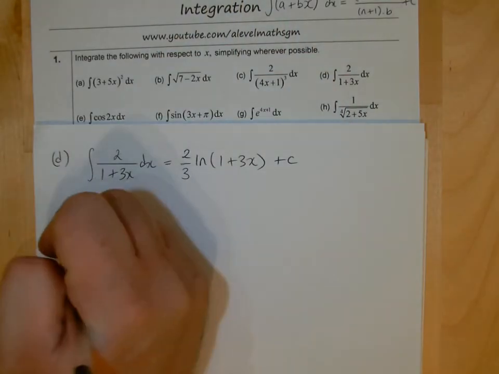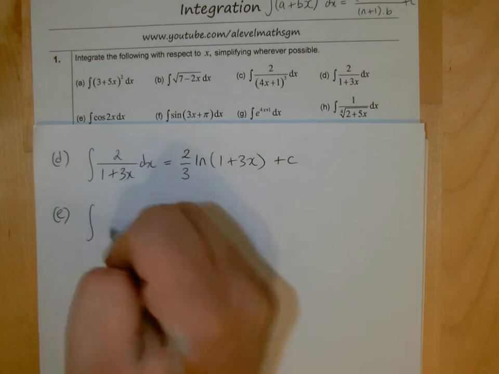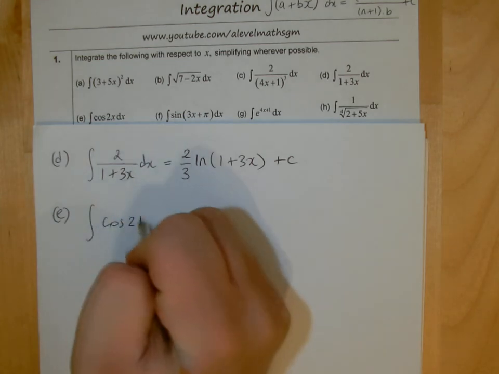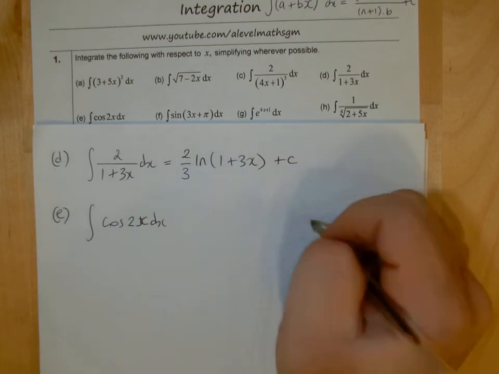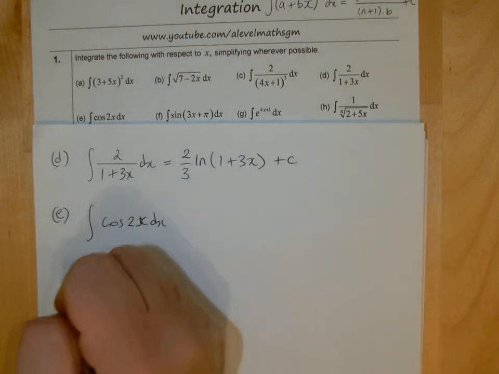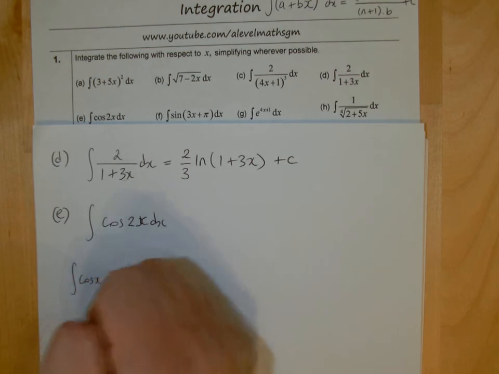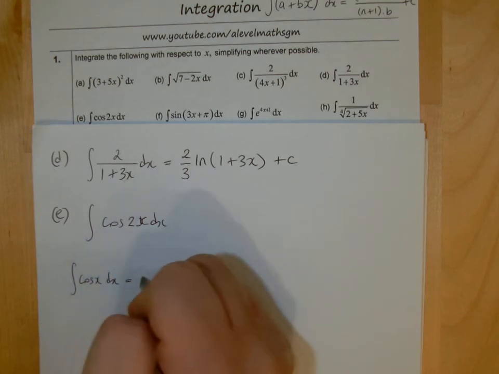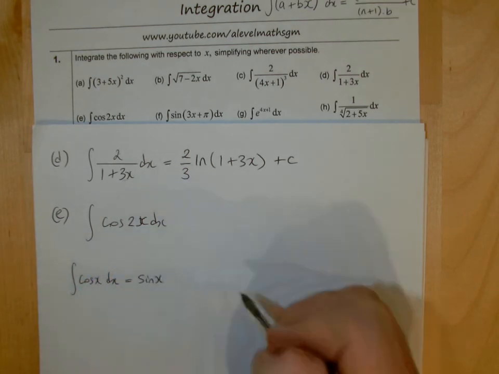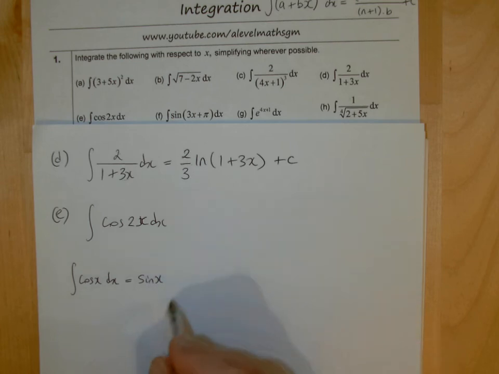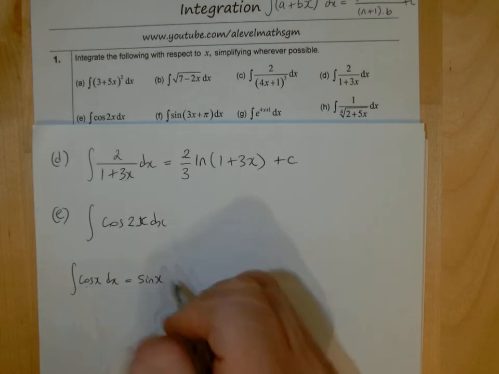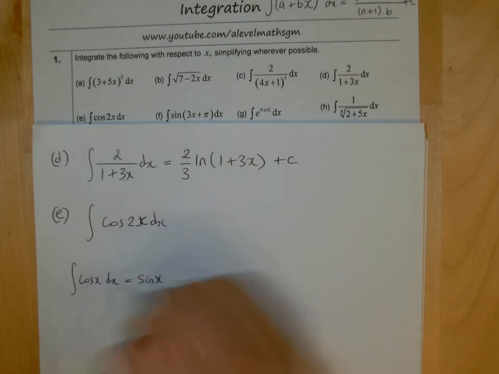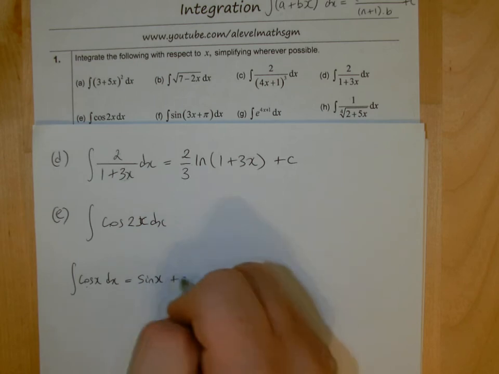With E, we've got to integrate cos 2x dx. Well, you just need to remember that the integral of cos x dx is quite simply sine x. And you can do the reverse, can't you? Because if you differentiate sine x, you should get cos x, which you do. So you can always reverse the process to see if this is right here. Of course, a constant there.